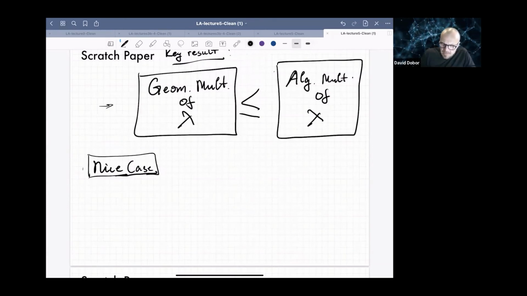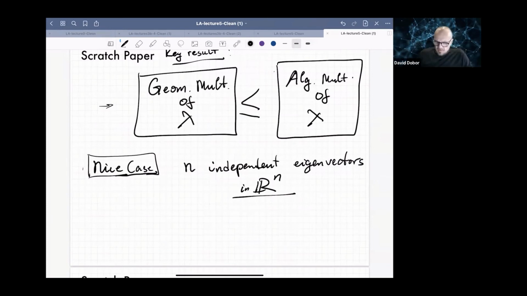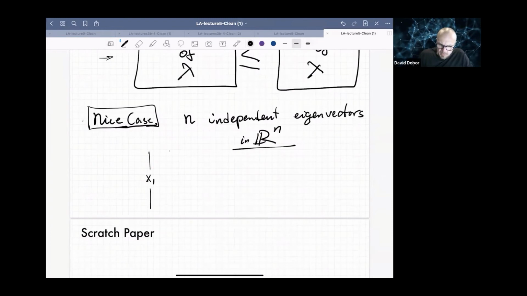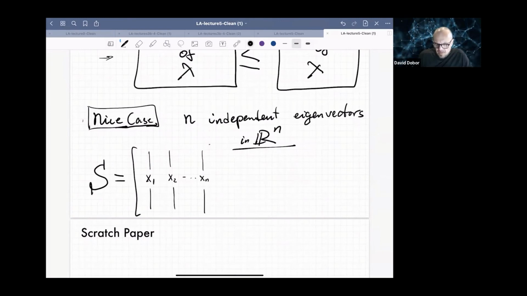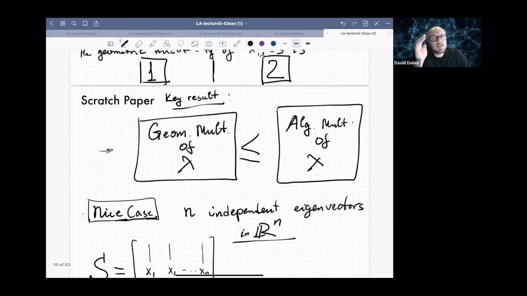So the nice case is when you have n linearly independent eigenvectors, all vectors in Rn. Notice what happens if you write these eigenvectors down in a matrix. What would be the dimensions of this matrix, by the way? We're going to call this matrix S. I can write down n independent eigenvectors as the columns of a matrix and call that matrix S, just to give it a name. This happens when the geometric and algebraic multiplicities are equal for each of the roots.